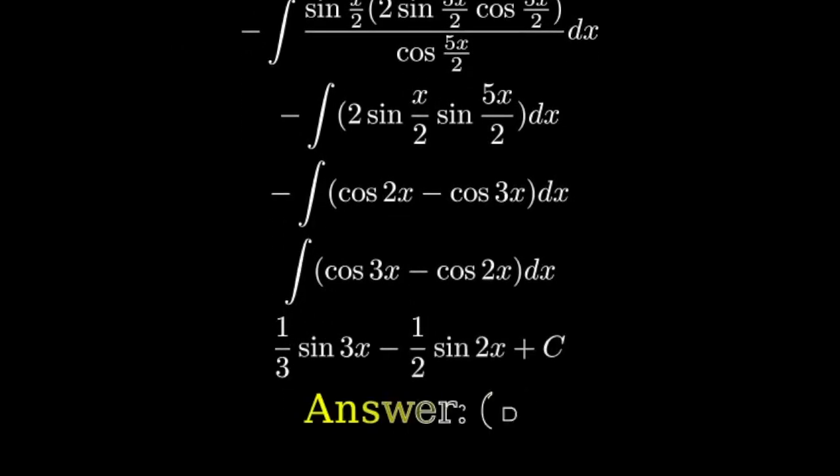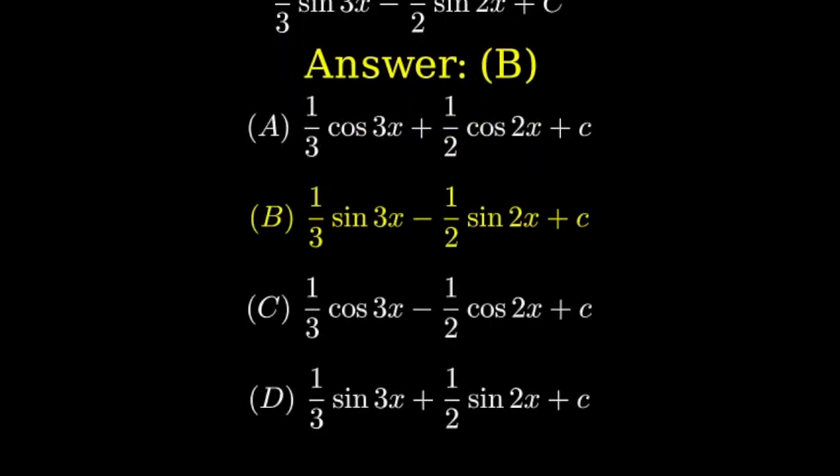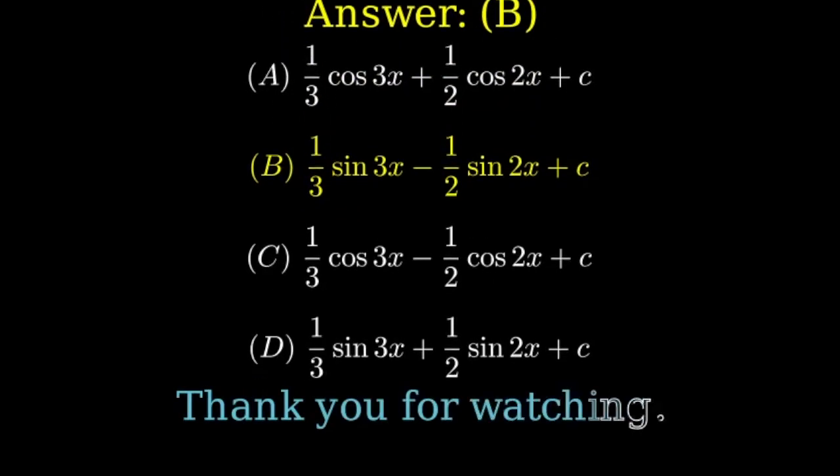Finally, integrating each term, we get 1/3 sine 3x minus 1/2 sine 2x plus C. This is our final answer, which matches option B. Let's verify our answer by looking at the options again. And that's how we solve this complex trigonometric integral. Thank you for watching.